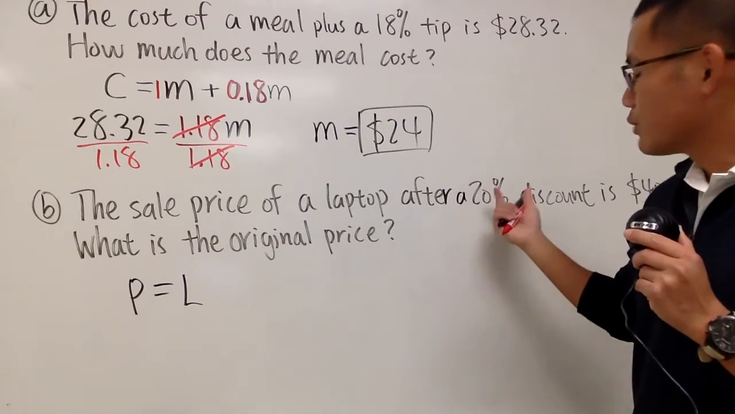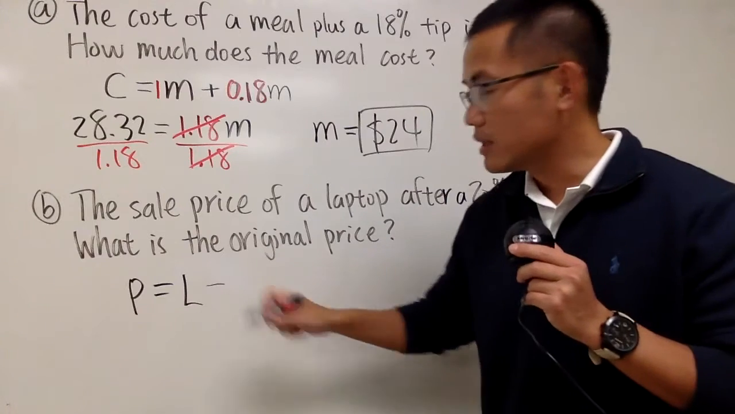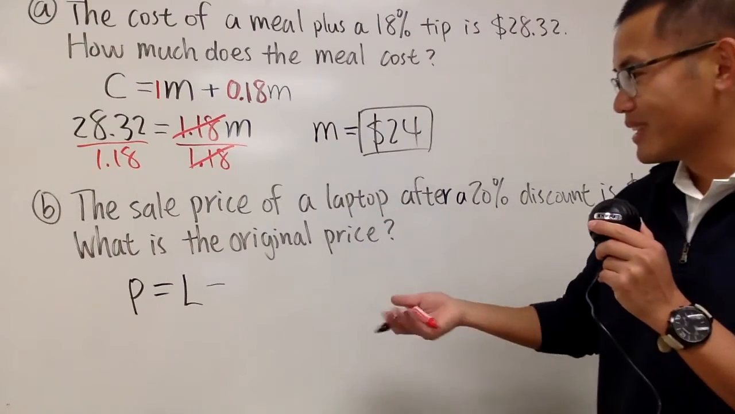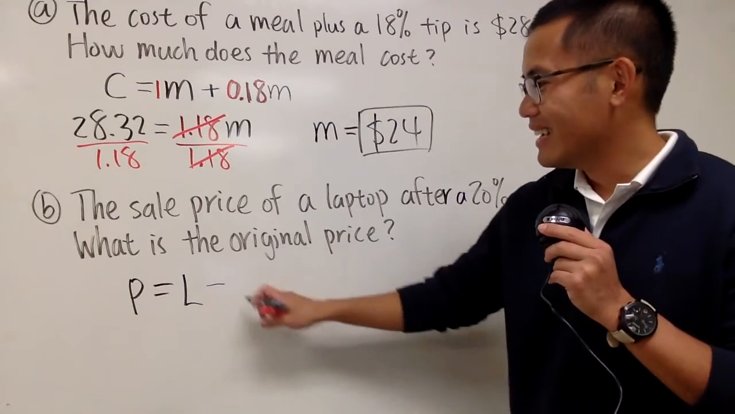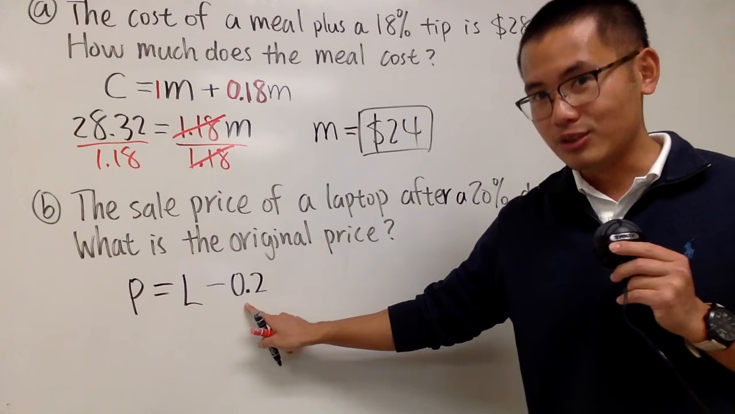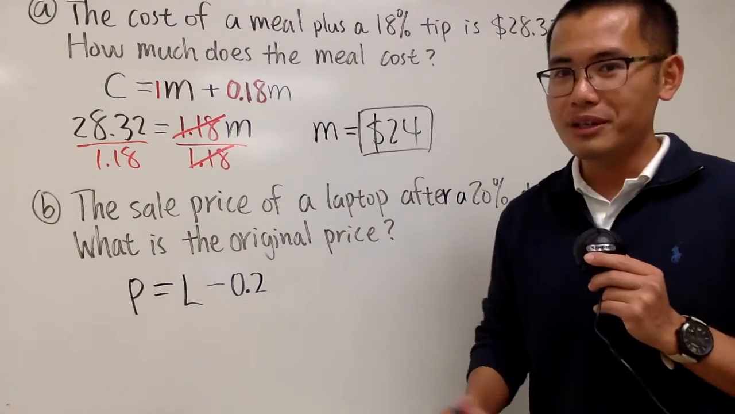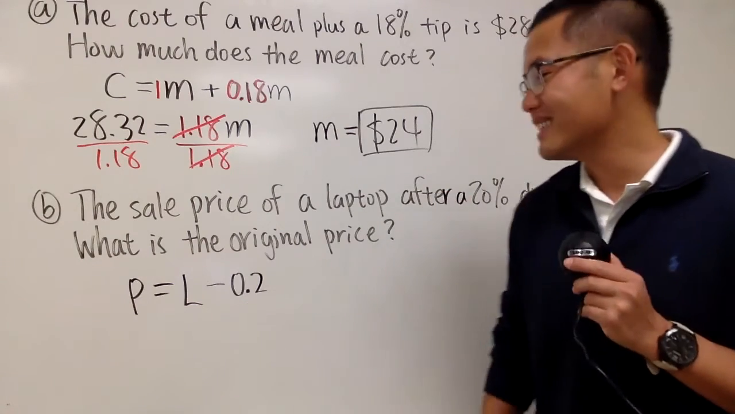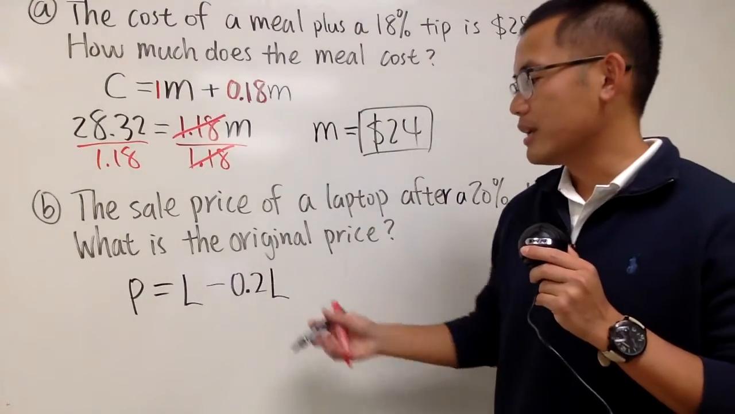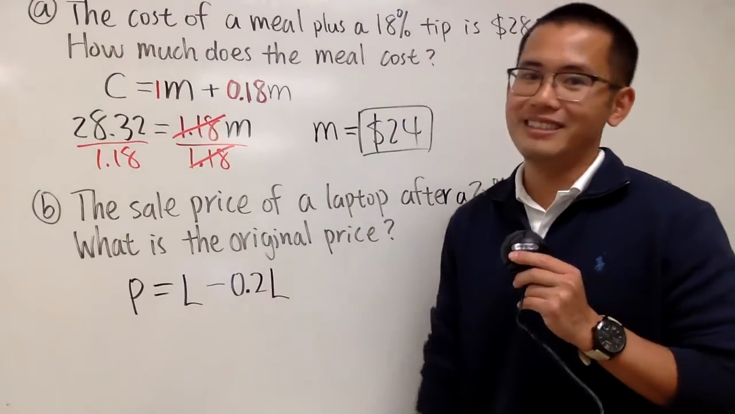So this right here means we have to minus, because 20% off means we have to pay less. 20% is the same as 0.2. And again, do not just put on 0.2, because this means you're only getting a 20 cents discount, right? It's 20% of the original price. So let's go ahead and put down 20% times L like this.